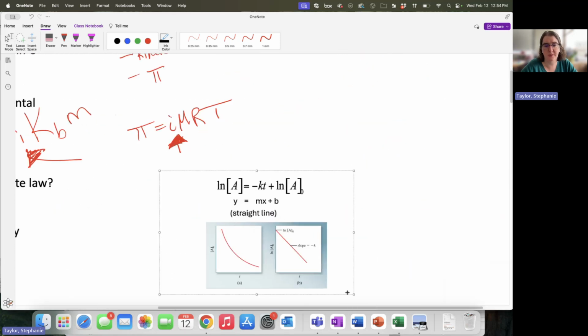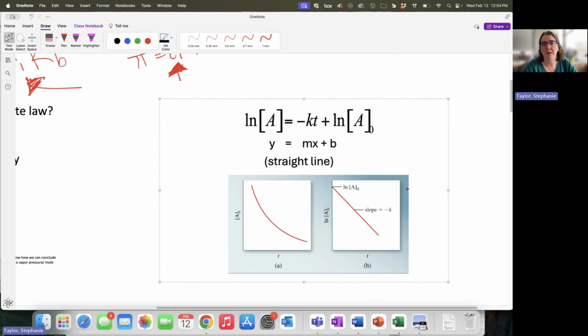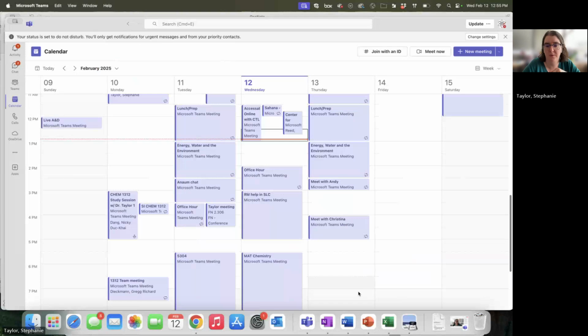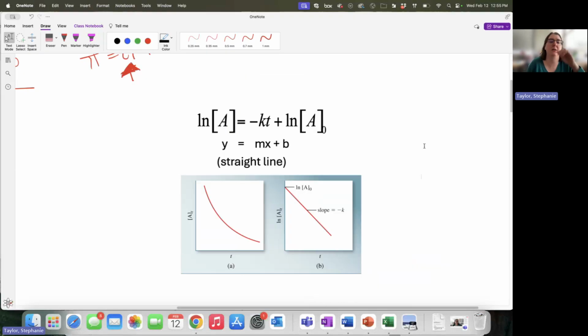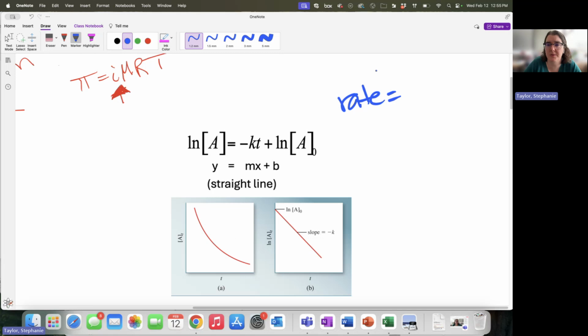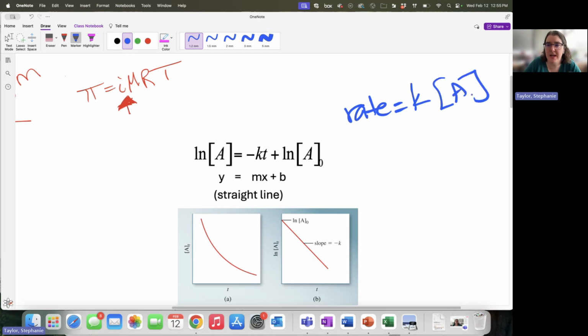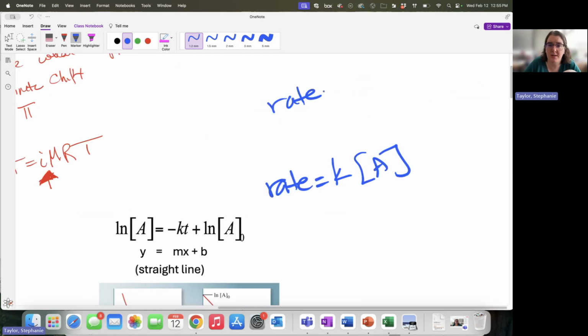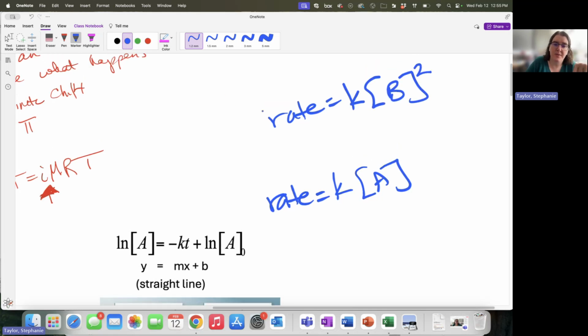So first of all, when it comes to integrated rate laws, there are a few of them, but one thing to keep in mind when we are talking about rate laws and integrated rate laws is that I have different rate laws. My rate could be equal to K times the concentration of A, but another rate law could be rate is equal to K times, we'll say B squared, right? So this is a second order overall reaction.